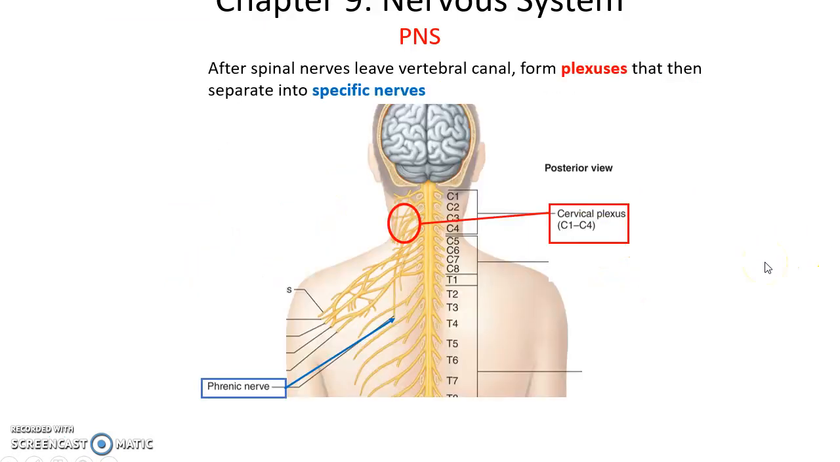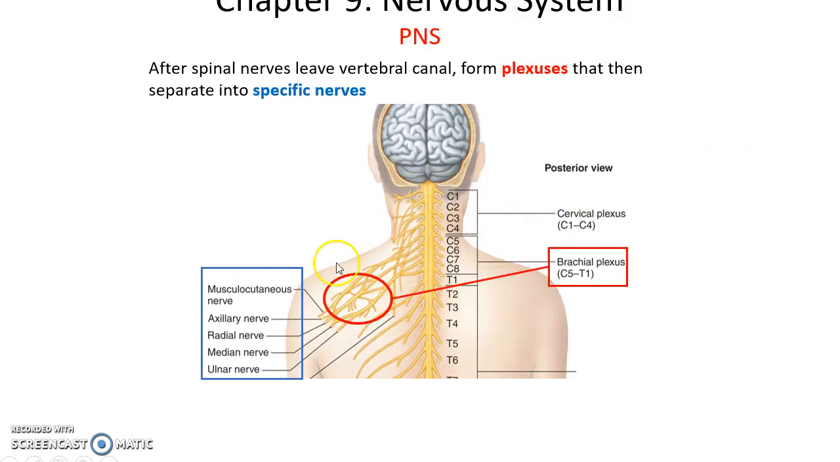After the spinal nerves leave the vertebral canal, they will form plexuses where they're sending little branches of axons to each other, and eventually leading to the production of specific named nerves. For instance, there is the cervical plexus found in the neck, primarily from the first few spinal nerves.